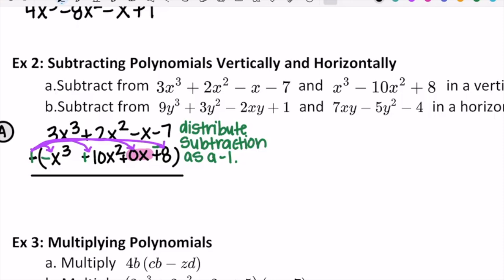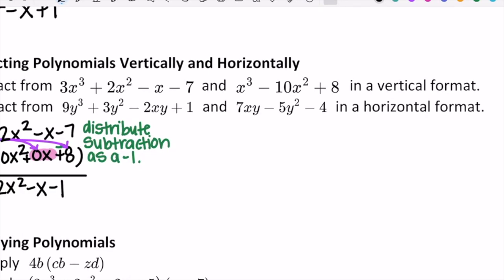So I have 3x cubed and negative 1x cubed, so that's going to give me 2x cubed. So then I have 2x squared, and now it's positive 10x squared because we distributed the negatives, so that's going to become 12x squared. That negative x and the zeros, so that's still going to be negative x. And then negative 7, and it's going to be negative 8. So remember, we put a negative with that 8, so that's going to be negative 8, so that's going to be minus 1.